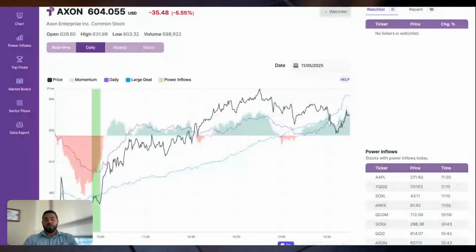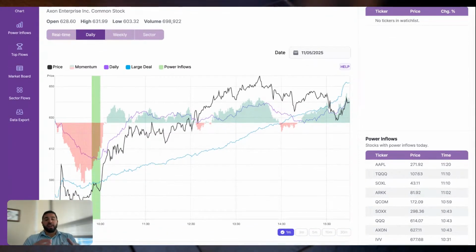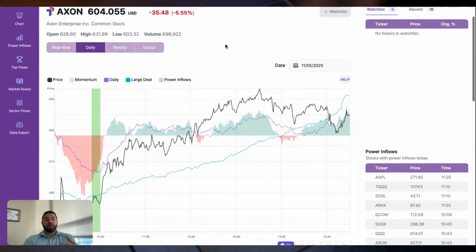So I have a really cool example that I'm going to pull up for everybody to help illustrate how you can best take advantage of our platform and attain the edge that we're trying to provide with our data. I'm going to pull up an example from yesterday, November 5th, using Axon Enterprise. This is exactly how you'd see it on our platform, and what you're looking at is the data from market open to market close.